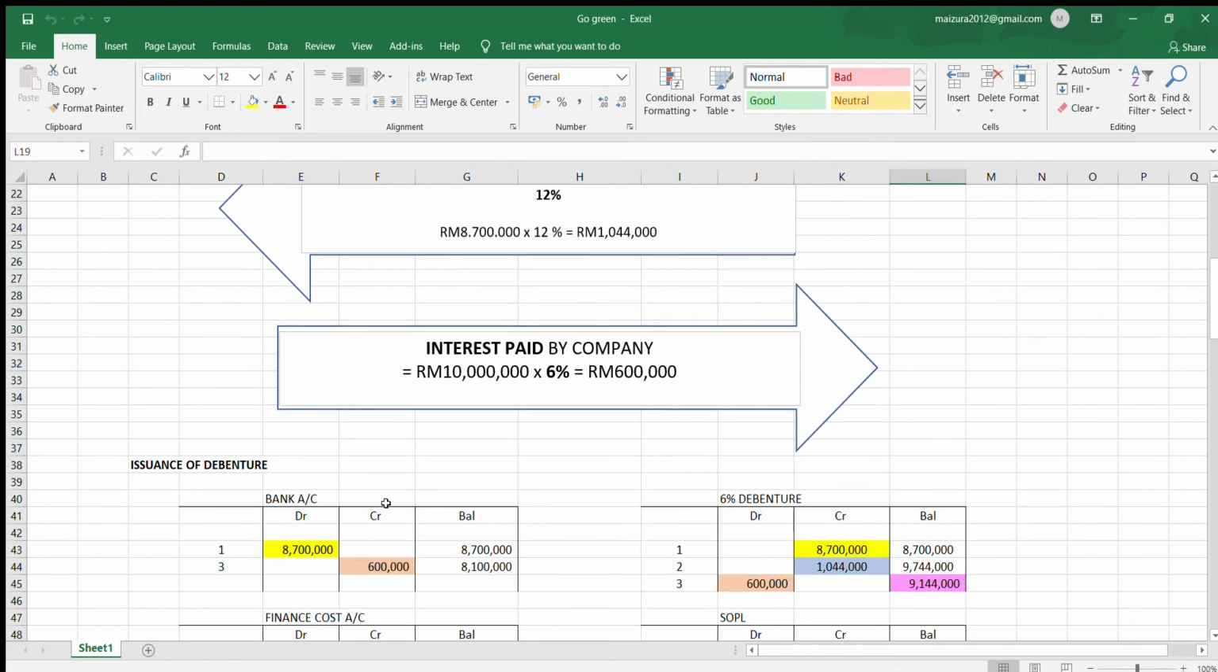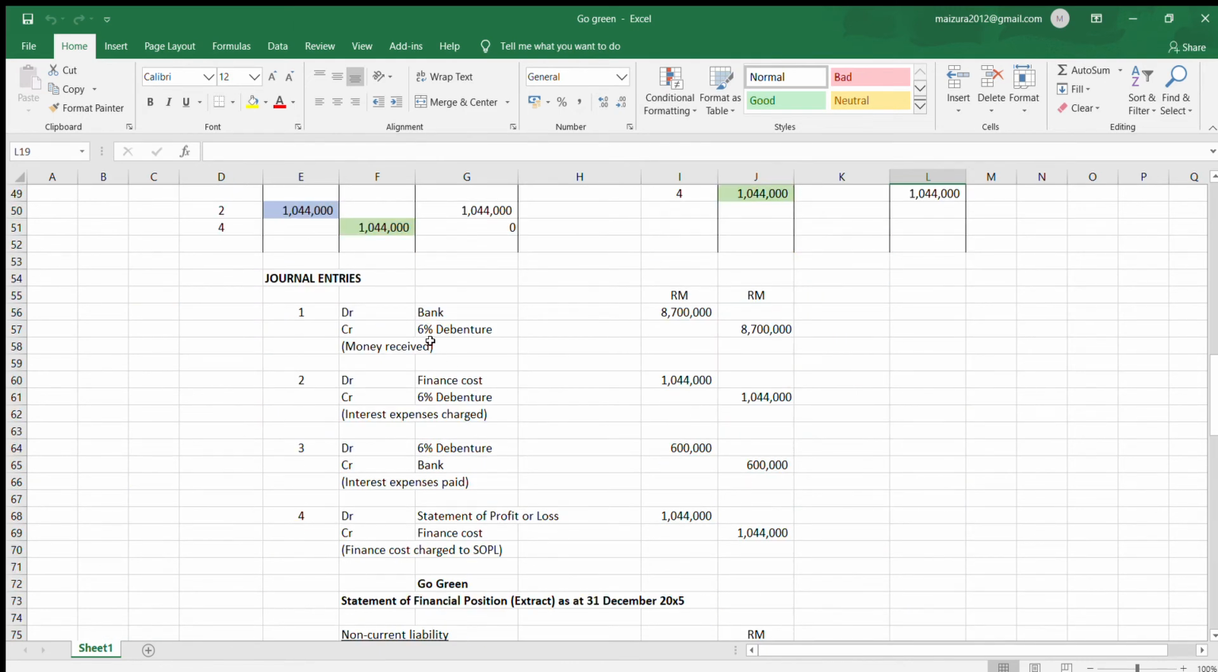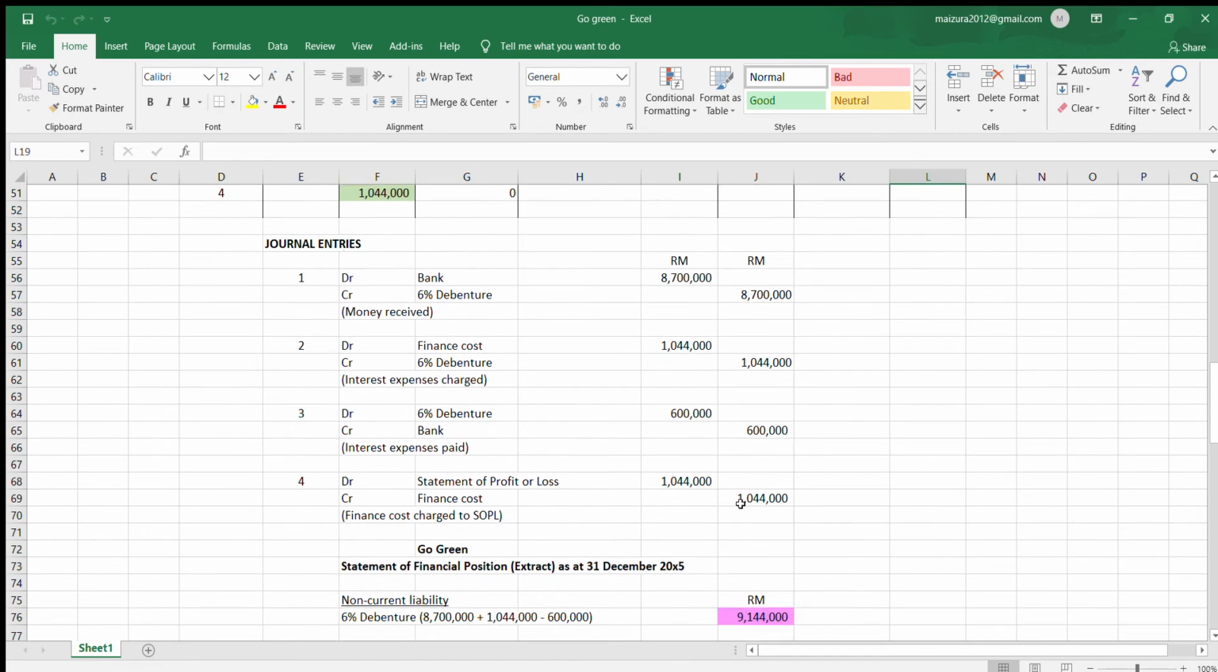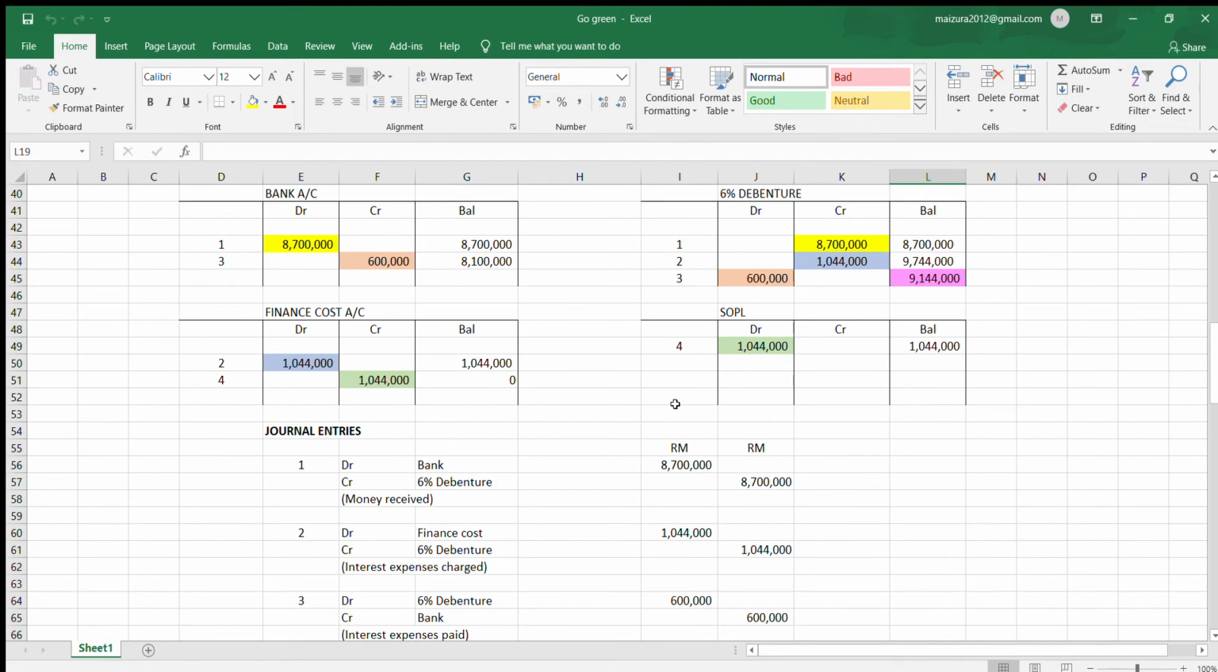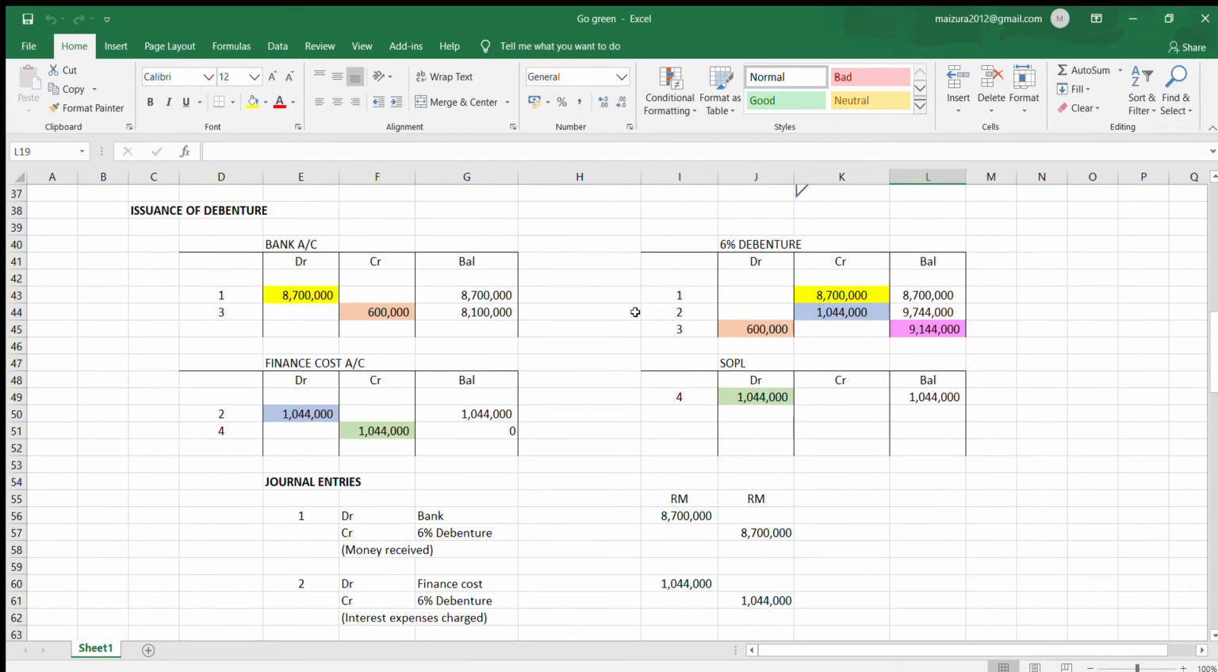Now, what is required in the question is the double entry, the journal entry, and to know the end balance of the debenture, it is easier for you to draw up the accounts. Rather than just preparing one 6% debenture account, you can simultaneously prepare other accounts, which are the bank account, finance cost account, and so on, to help you understand the movement of the transactions.